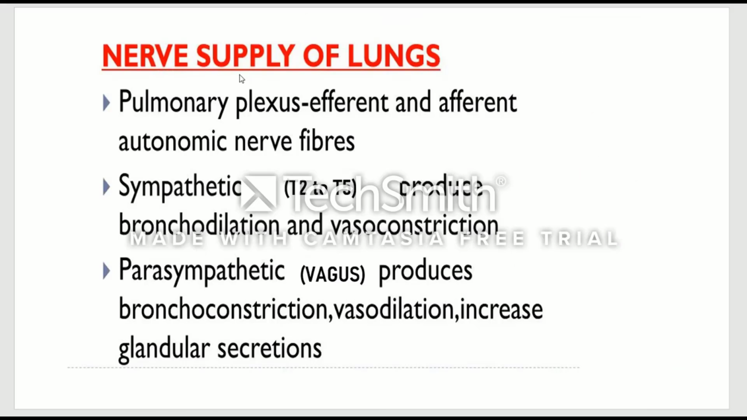Then our important question is nerve supply of the lungs. আমরা জানি lungs is supplied by sympathetic and parasympathetic nerve. Sympathetic from thoracic 2 to thoracic 5 and parasympathetic from vagus, and sympathetic produce bronchodilation and vasoconstriction. Parasympathetic produce bronchoconstriction, vasodilation and increased glandular secretion.